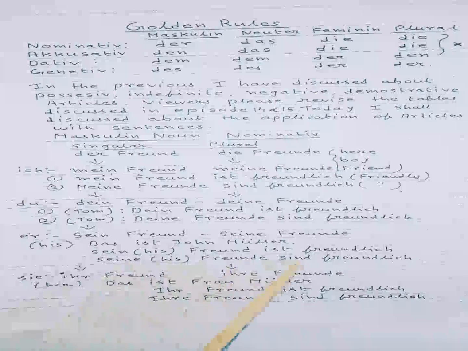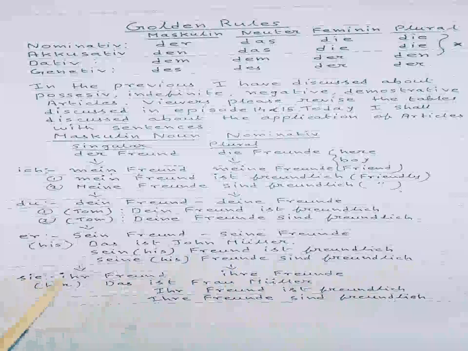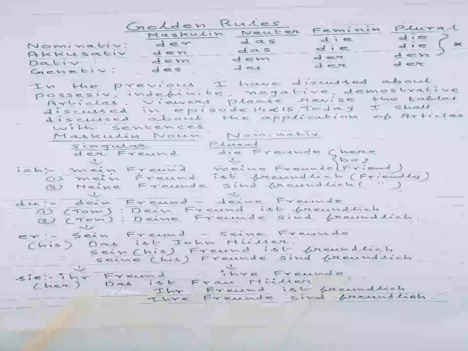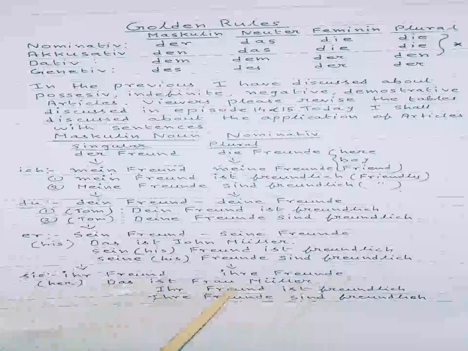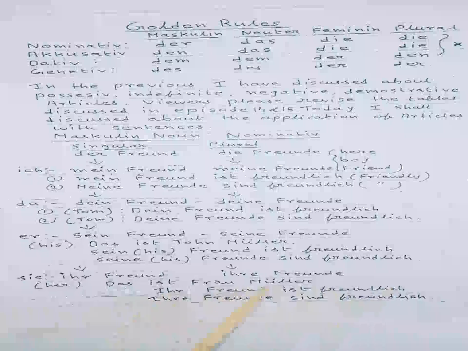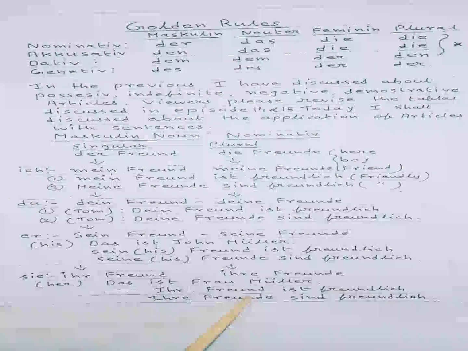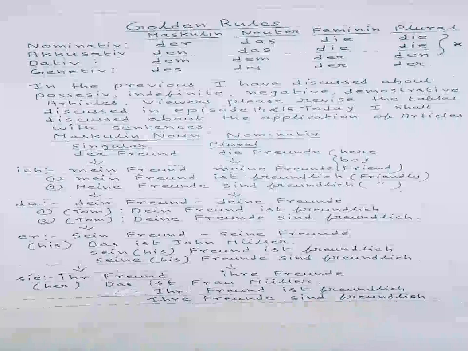His friends are friendly. Now sie, that is ihr Freund, ihre Freunde. Singular, plural, her. Das ist Frau Müller. Means that is Mrs. Miller. Ihr Freund ist freundlich. Her friend, singular, is friendly. Ihre Freunde sind freundlich. Her friends are friendly.